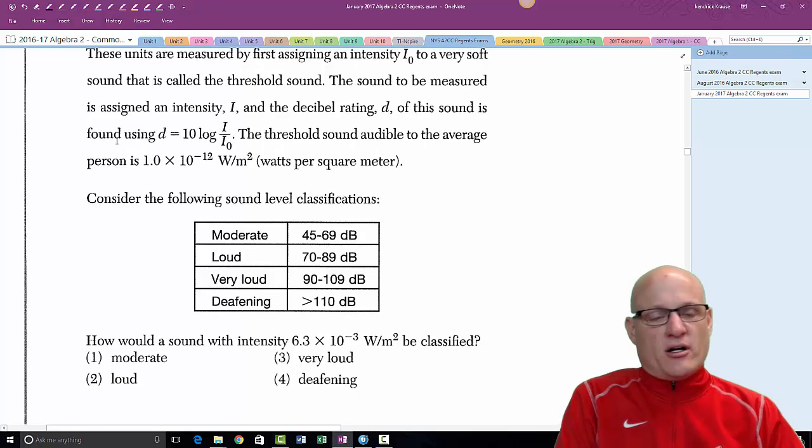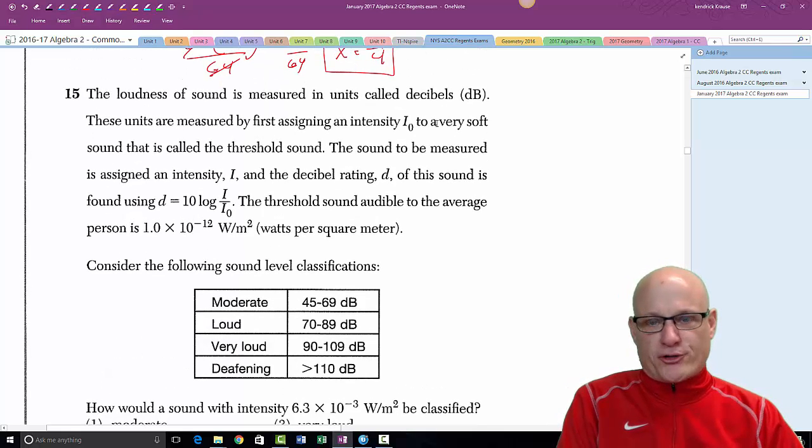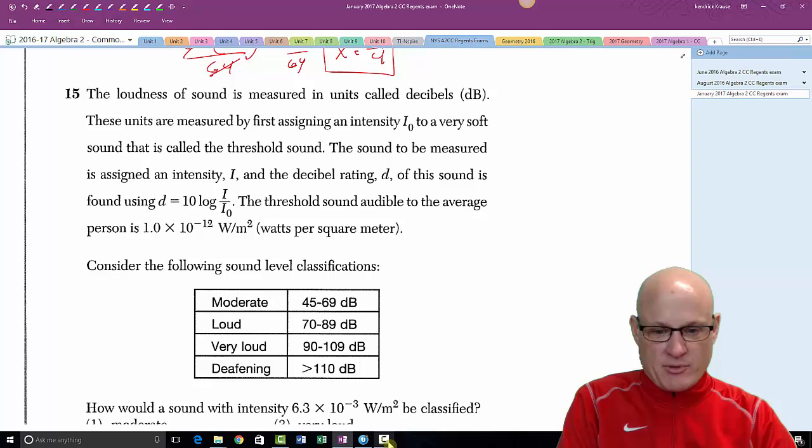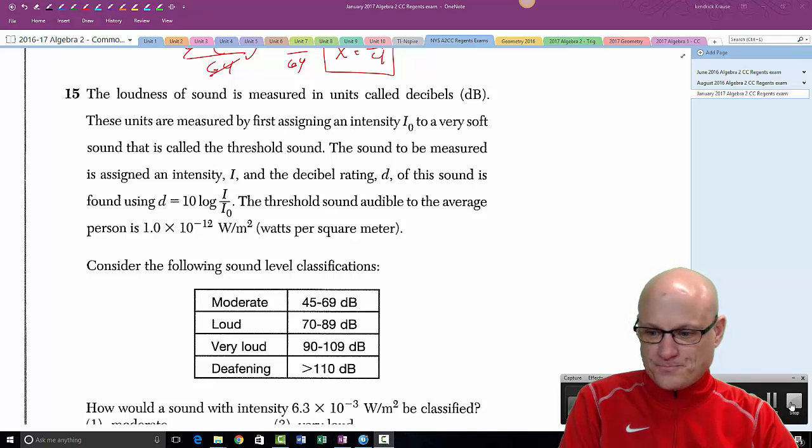This question, when I first saw it, I go, oh my God, perseverance. It's going to take me a while to read through it, so let me stop for a second.